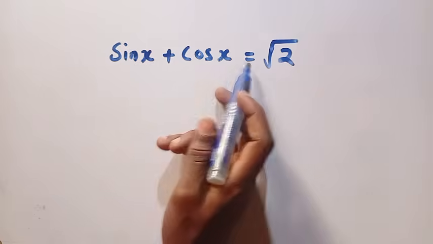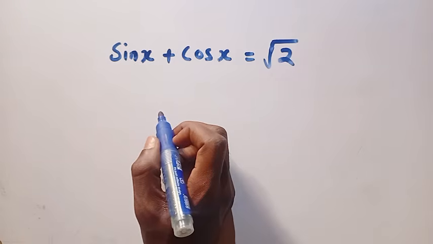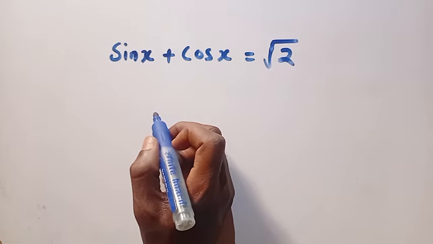Sine x plus cos x equals square root of 2. What is the value of x that satisfies this? I will solve this problem in two different ways.